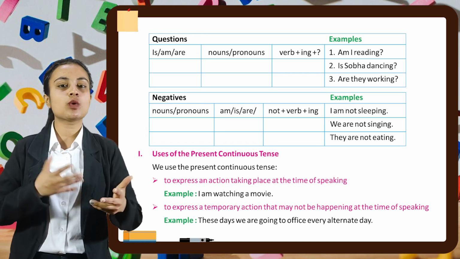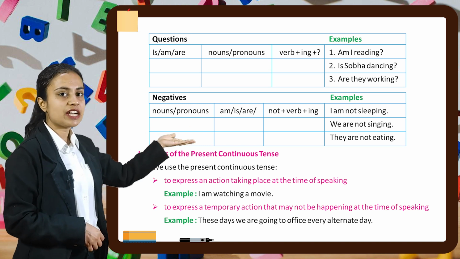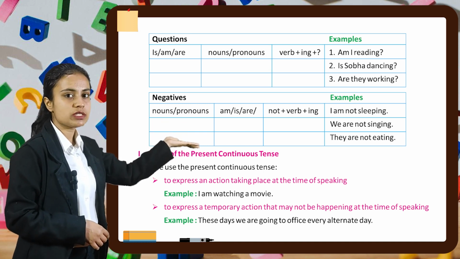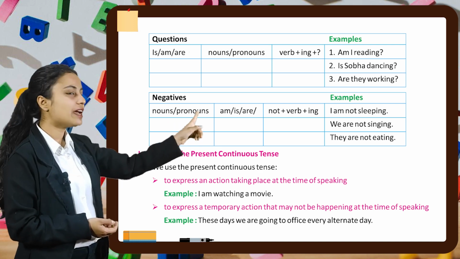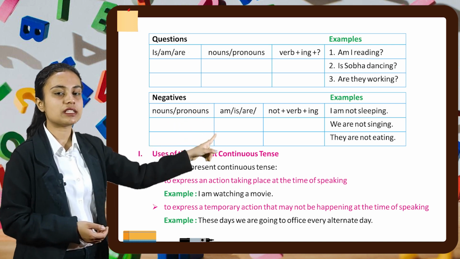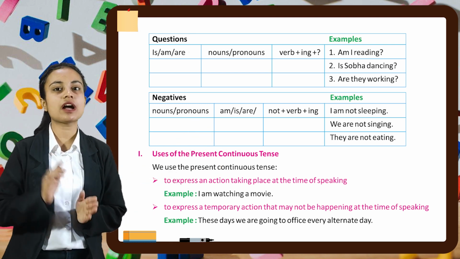Similarly, if we have to make a question, we start our sentence with is, are, am. After that, we write nouns or pronouns and then we use verb plus ing. For example, am I reading? Is Shobha dancing? Are they working? And don't forget to put a question mark after that.